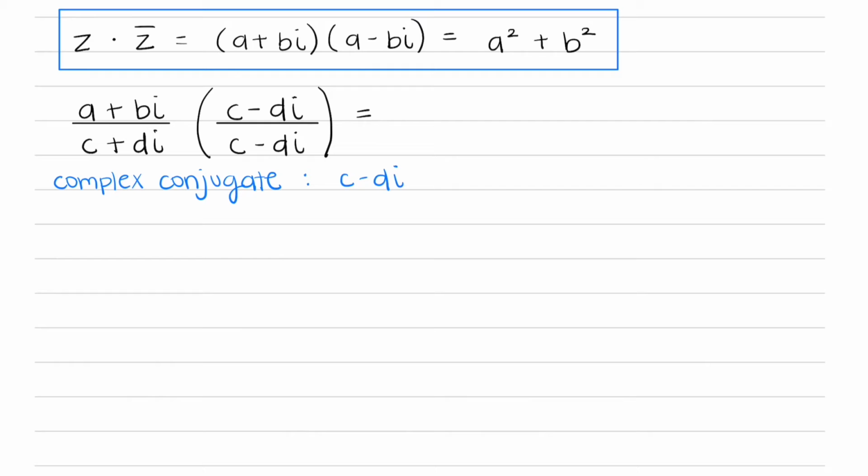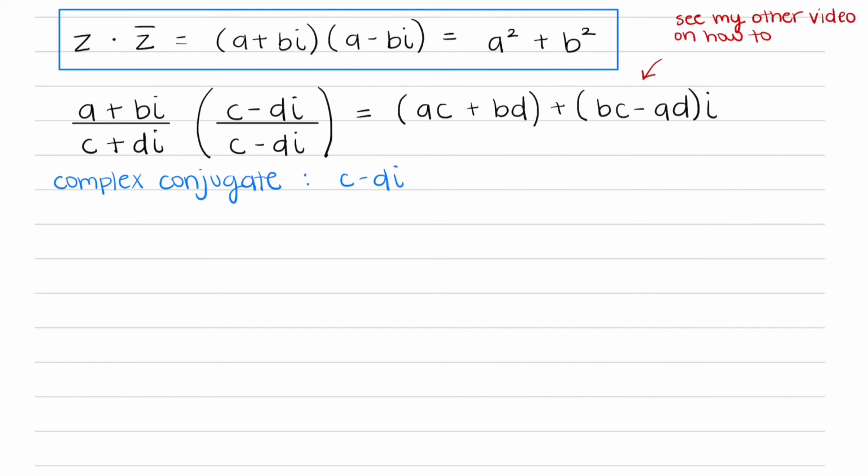So on the top, to multiply a plus bi times c minus di, you would have to follow the formula on how to multiply complex conjugates. So if you don't know how to do that, check out my other video on how to multiply conjugates. So in this case, we'll have a times c plus b times d plus b times c minus a times d, all times i, over, and in the denominator, following the formula I wrote above, you're just going to have c squared plus d squared. Let's go ahead and try an example.